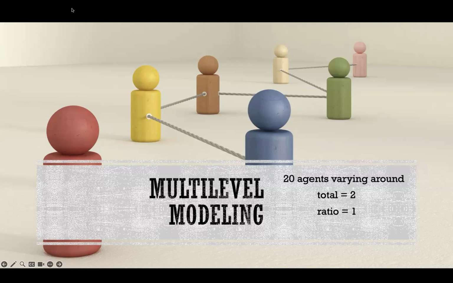So what we're going to do is, I actually changed it. So we're going to have 20 agents that have a population level total that's centered around 2. And the ratio, now I changed it. I think it's skewed, but I can't remember how skewed it is. It's in a later slide.